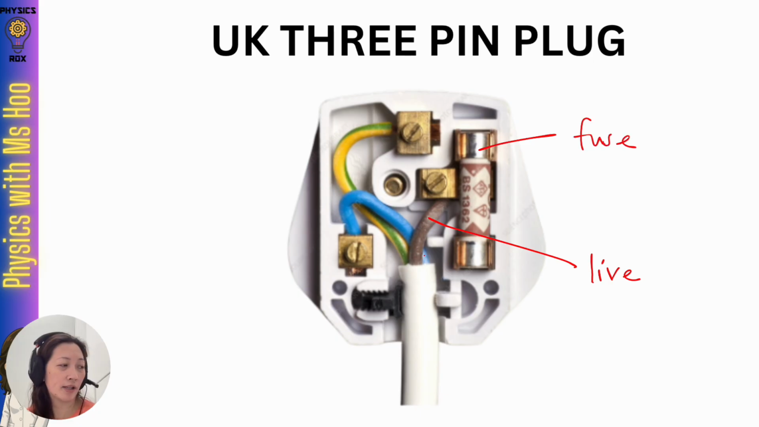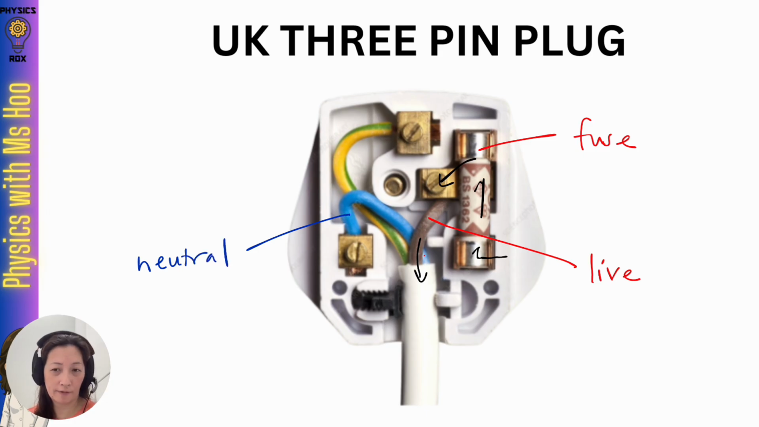So you can see from the connection here, the current will flow through the fuse like this first before it flows into the live wire. So when you look at this diagram, you should be able to see that current will flow in through this pin, through the fuse first, and then it will flow through the live wire. The blue color wire is known as the neutral wire. So what's the difference between the live and neutral wire? So the blue wire is known as the neutral wire.